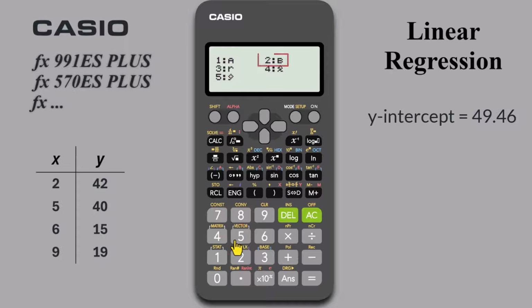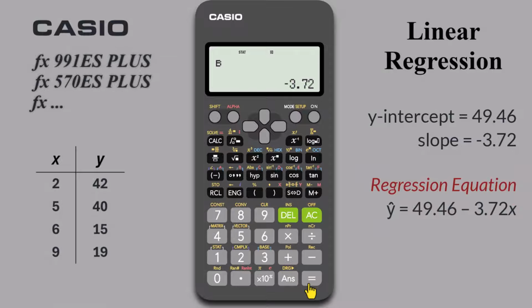For the value of B, press 2, then equals, and the slope is minus 3.72. The negative slope indicates that as x increases, y tends to decrease. The regression equation is thus y hat equals 49.46 minus 3.72x.